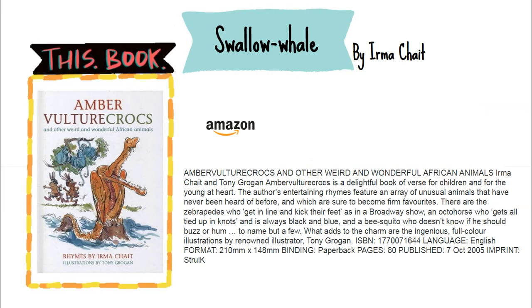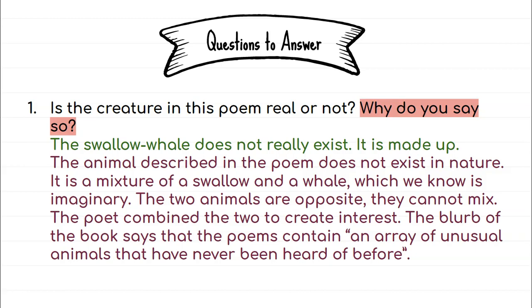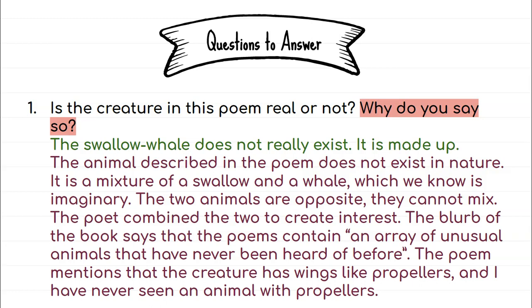All right. So here is the blurb that was on Amazon telling us a little bit about the book, Amber Vulture Crocs. And I actually took something from the blurb to prove that the creature is not real. So if you were very clever, you might have gone back to the slide and quoted from the blurb, because the blurb says the poems contain an array of unusual animals that have never been heard of before. All right, good. The poem also mentions, you could have mentioned that the creature has wings like propellers, and I have not seen an animal with propellers, definitely not a sea creature with propellers for wings.